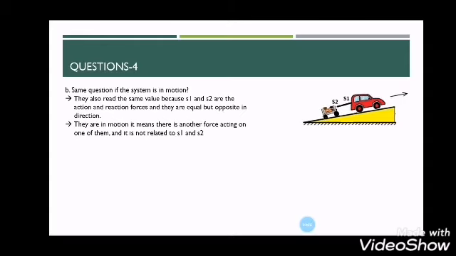Now, for B, if the system is in motion, will I have S1 equals S2 but in opposite direction? They also read the same value because S1 and S2 are action and reaction force, and they are equal but opposite in direction. So even if the car is pushing the trolley up, S1 and S2 will have the same value because they are action and reaction force. If they are in motion, it means there is another force acting on one of them, and it's not related to S1 and S2.